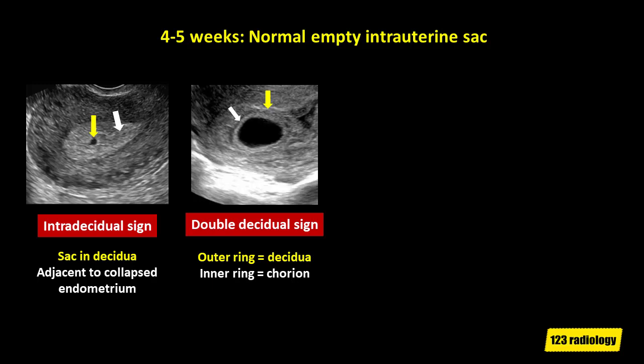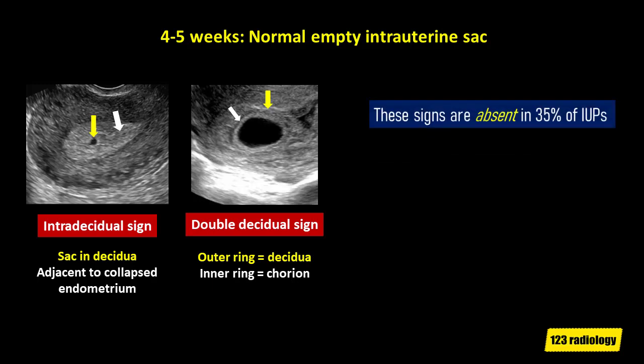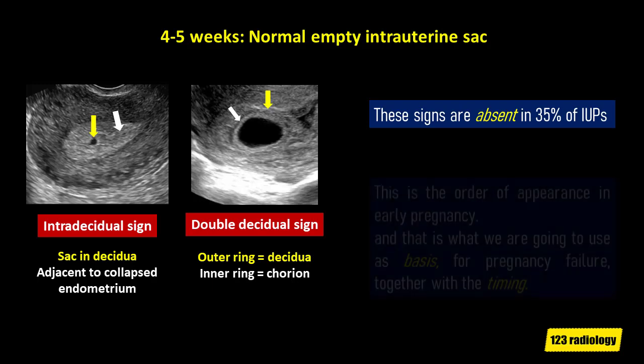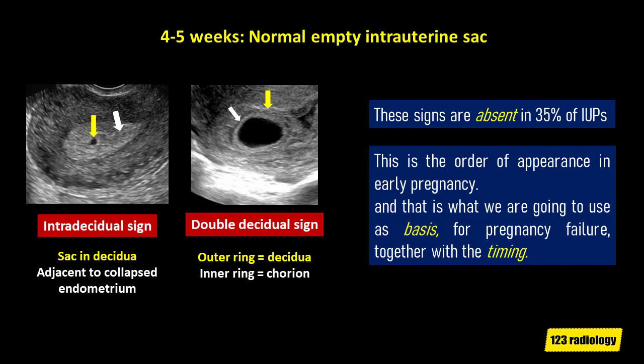Here the yellow arrow is showing the outer ring, which is the decidua, next to the inner ring, which is the chorion. Note that these signs are absent in 35% of intrauterine pregnancies. So keep that in mind. This is the order of appearance in early pregnancy. And that is what we are going to use as the basis for pregnancy failure, together with the timing.